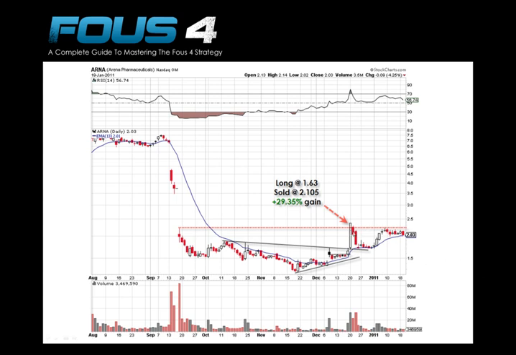As you can see, right after I sold, after big days like this, it's very typical of a stock to see some big profit taking, and that's exactly what happened here. In the next 3 days after this huge breakout, all the gains you would have had from this one day were gone in 3 days.